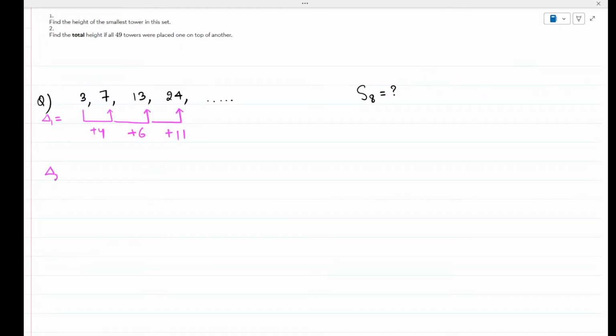So please find delta 2 now. It means difference of difference. This is 2. This is 5. Still not constant. So for this, let us find the next one.